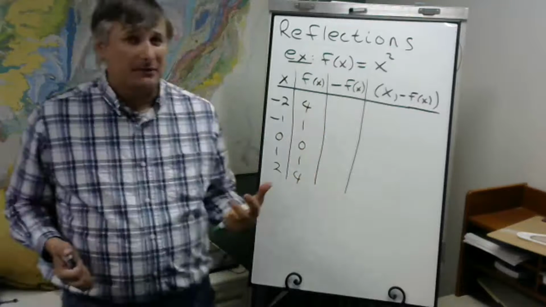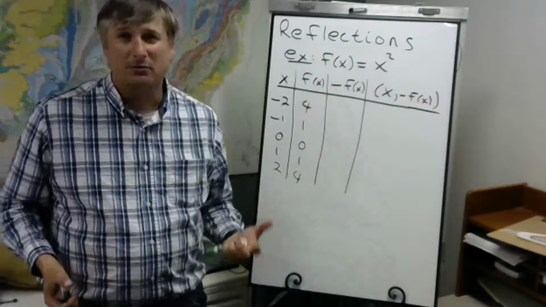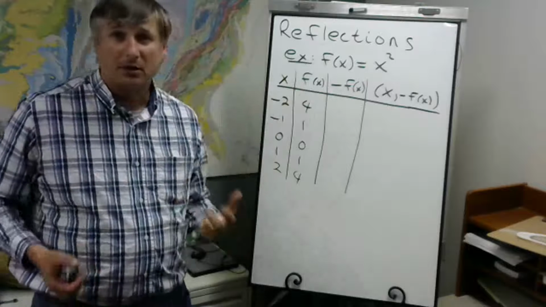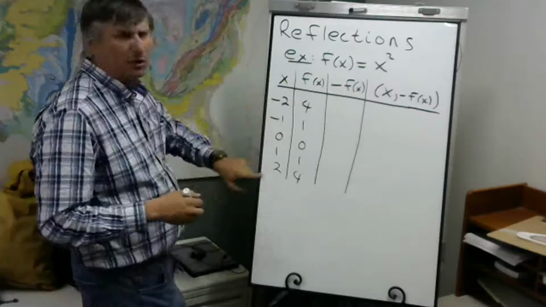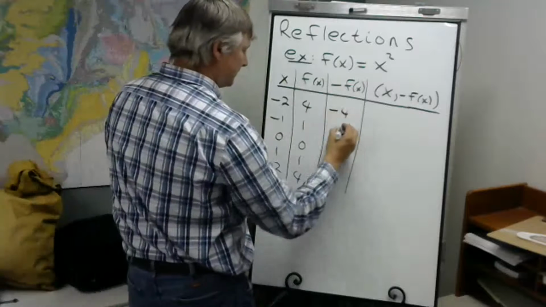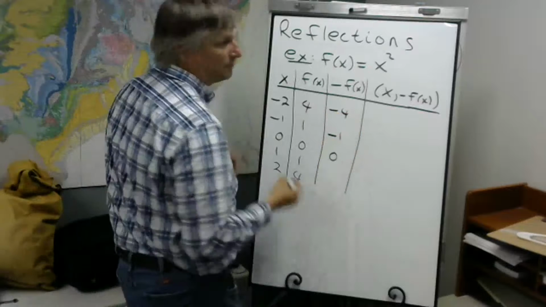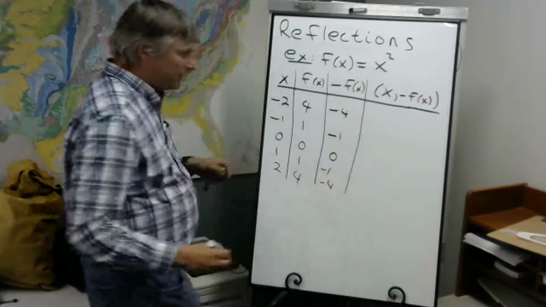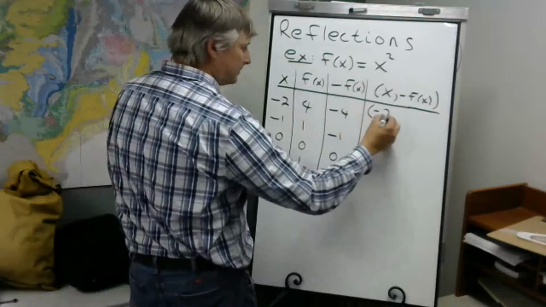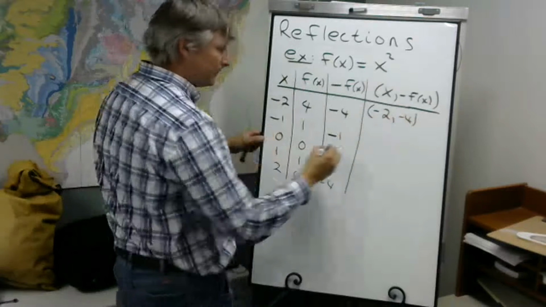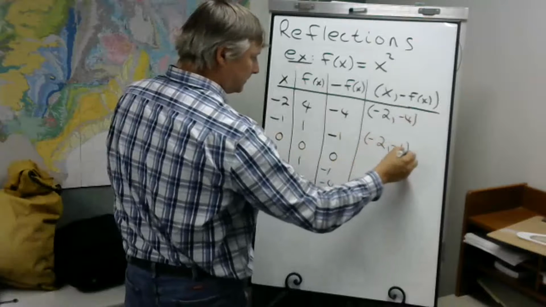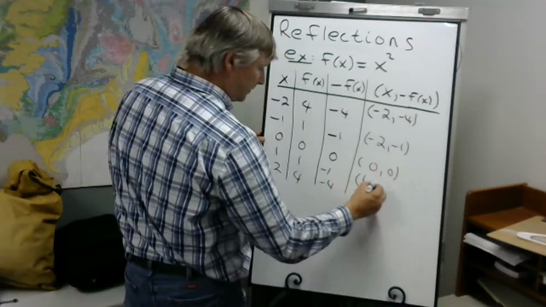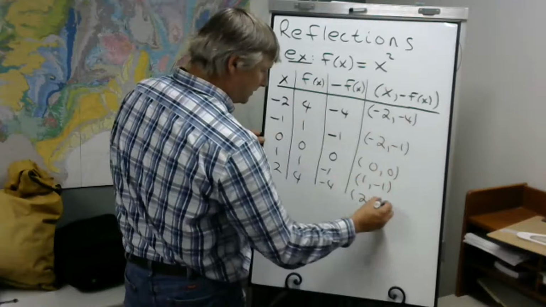So to do a reflection across the x-axis, attach a minus sign to those outputs. We have our inputs, we have our outputs, switch the sign on the outputs. Again, we'll leave the x alone. This will become -4, -1, 0. I mean, 0 is just anything times 0, 0. -1, -4. And so this gives us the ordered pairs -2, -4, -1, -1, 0 and 0, 1, -1, 2, -4.